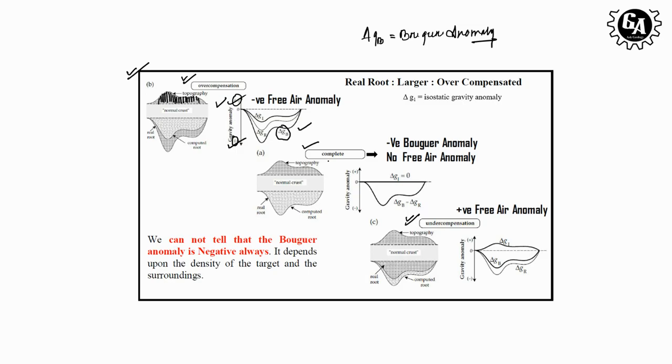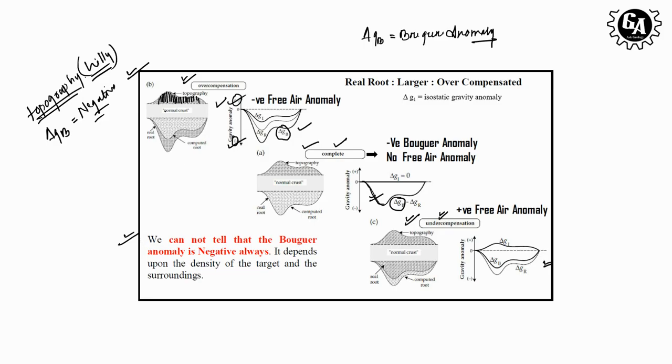In this case, if it is completely compensated, the topography that is present up there, del GB is still on the negative side. And if it is undercompensated, then del GB is still on the negative side. So for hilly topography, del GB is in the maximum case negative. And we cannot say that the Bouguer anomaly is always negative.